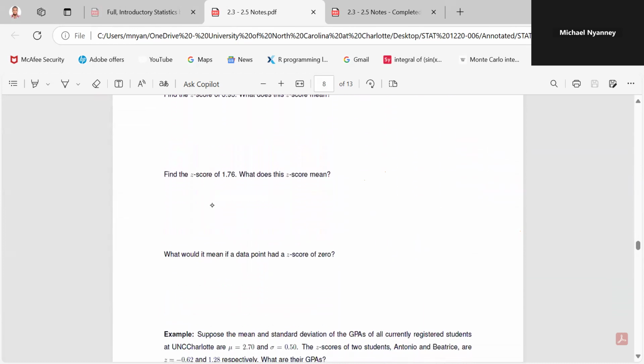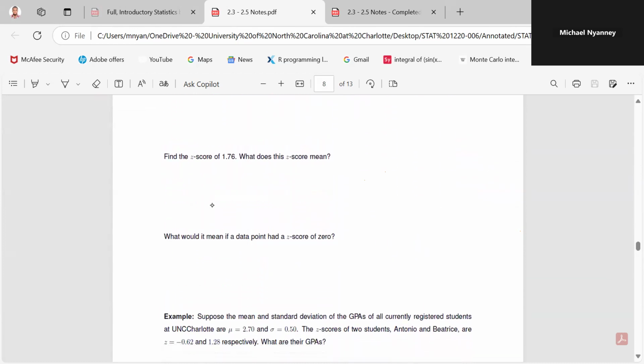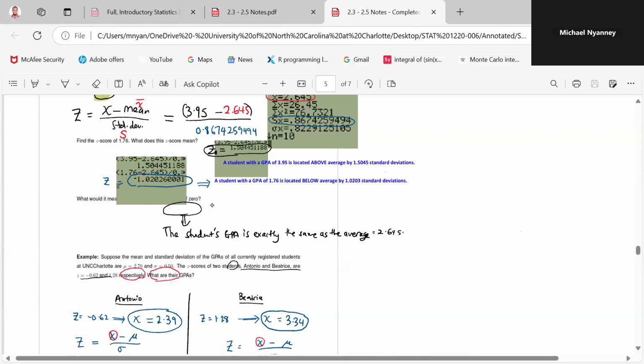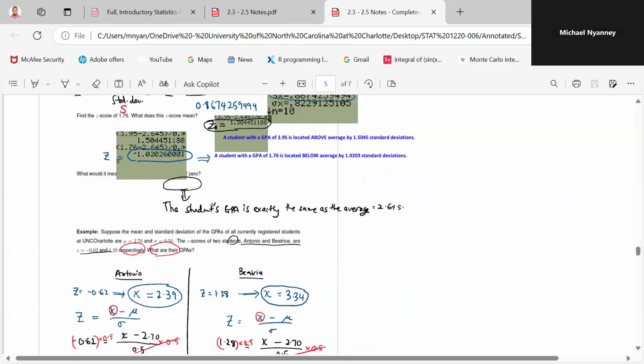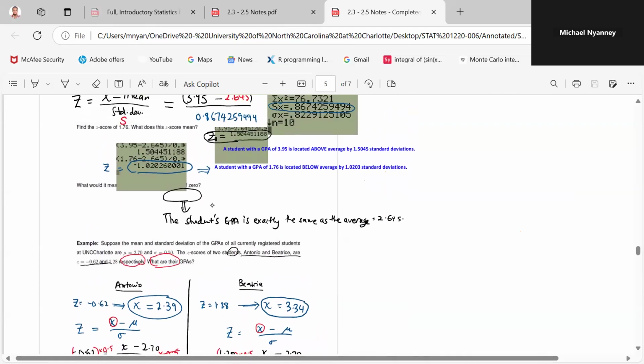So the question is, what would it mean if a data point had a z-score of 0? Then it implies that the data point will be equal to the mean, because if z is equal to 0, then by the formula, this student is exactly the same as the average. It means that the student's GPA is exactly the same as the average.